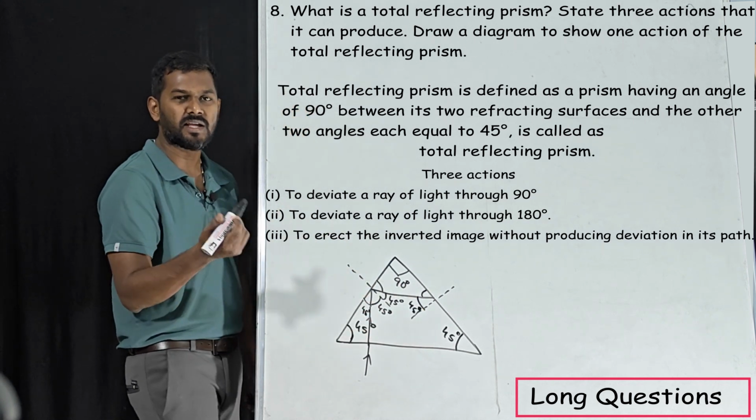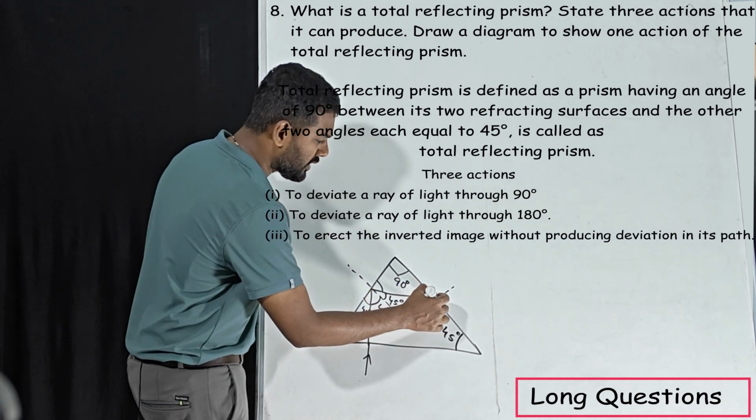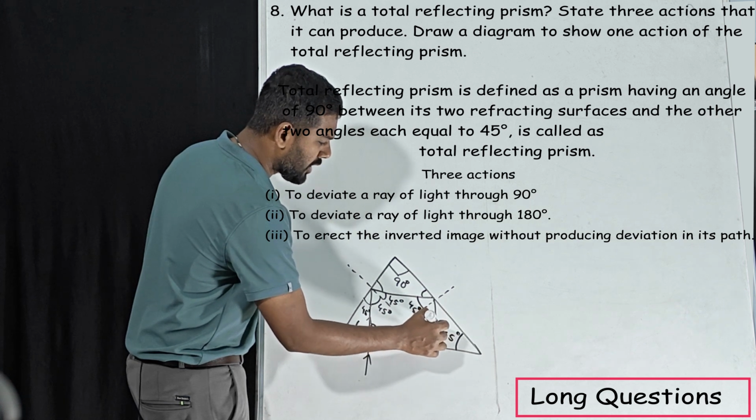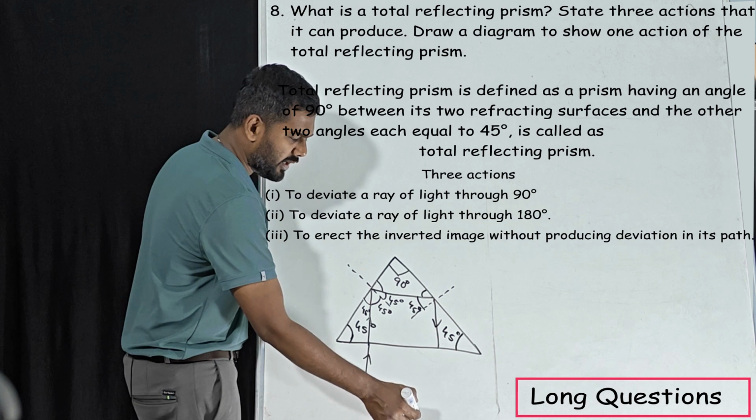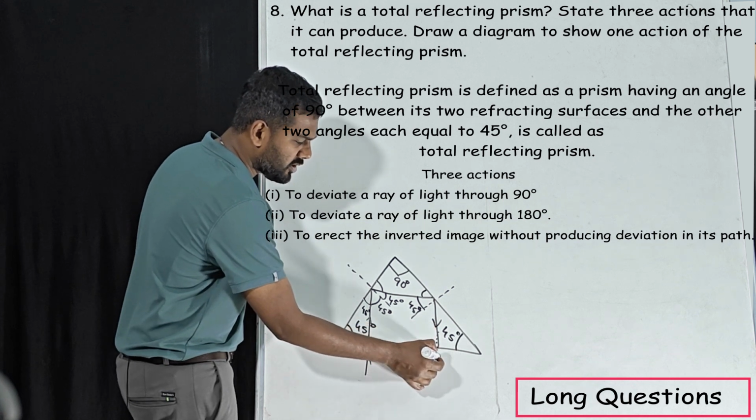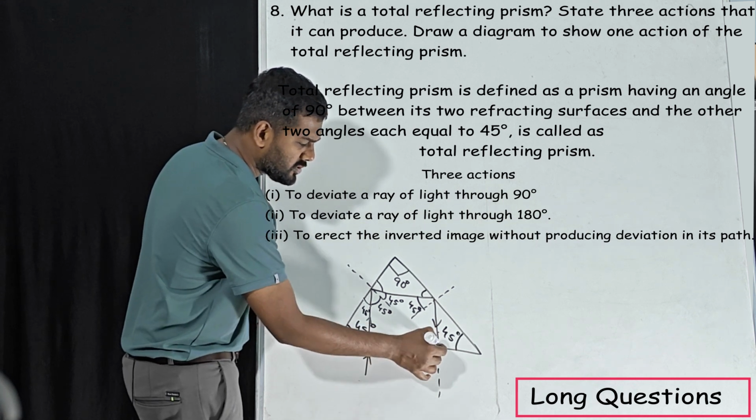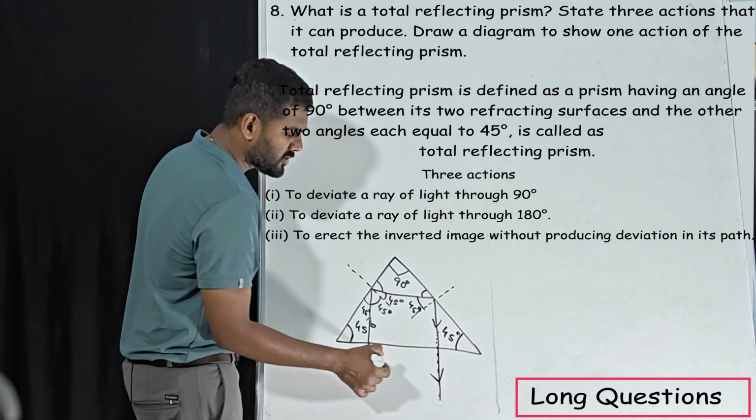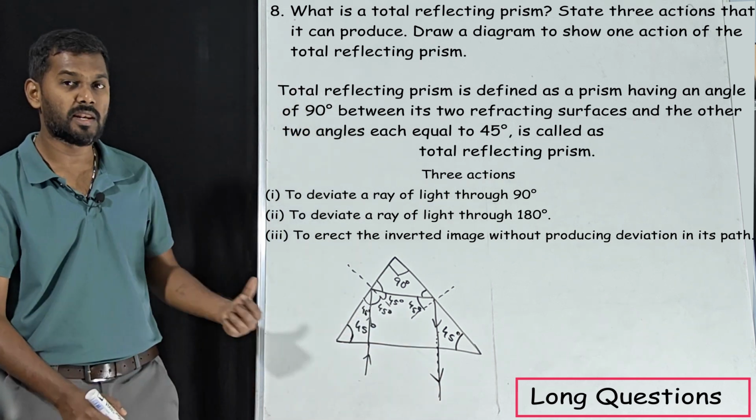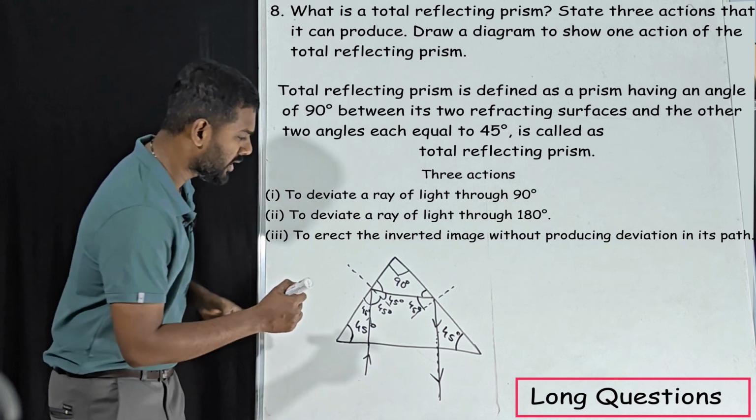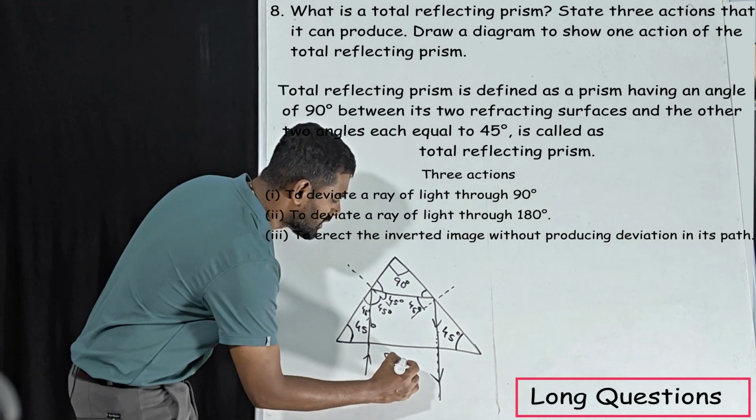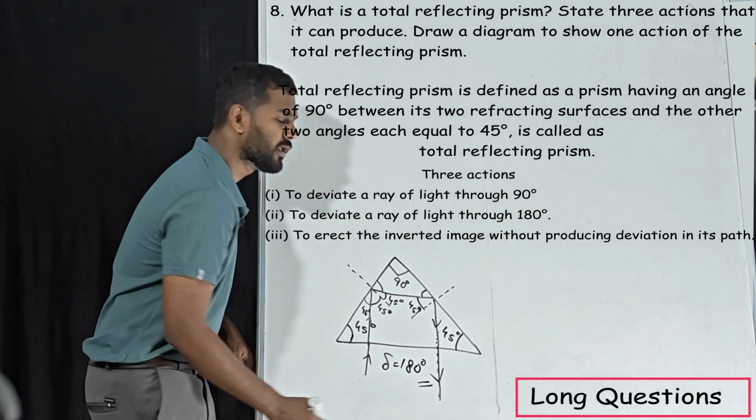Again it is greater than the critical angle, so total internal reflection. Again the ray is exactly on the normal, correct? We can draw the normal here only, so it deviates like this. So this is the deviation of the light ray through 180 degree. Here deviation is equal to 180 degree.